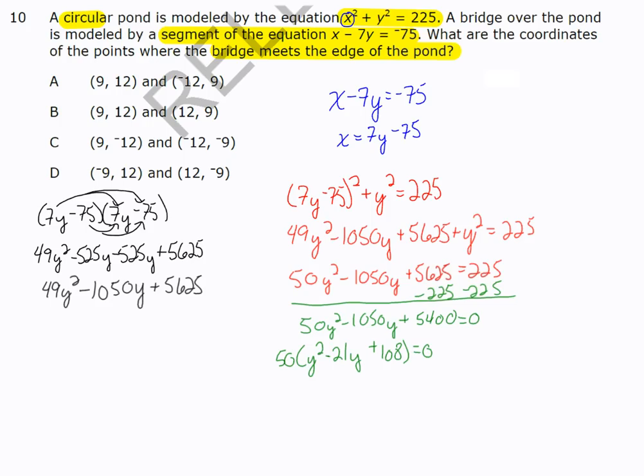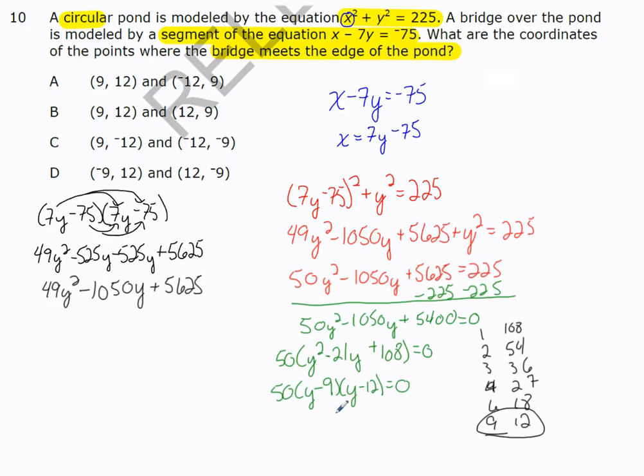Now I'm not done factoring yet. I want to find factors of 108 that give me 21 when I add them together. The factors of 108 are 1 and 108, 2 and 54, 3 and 36, 4 and 27, 6 and 18, because 9 is a factor, 9 and 12. Looking for ones that add up to 21, 9 and 12 are the winners. So when I factor this, I get 50 times y, and since this is a negative right here, it's y minus 9 and y minus 12.